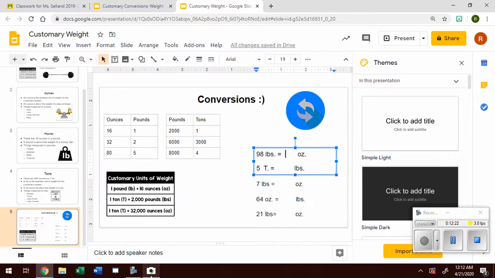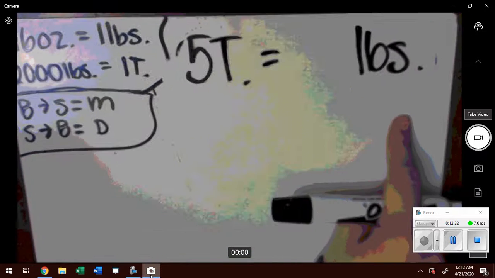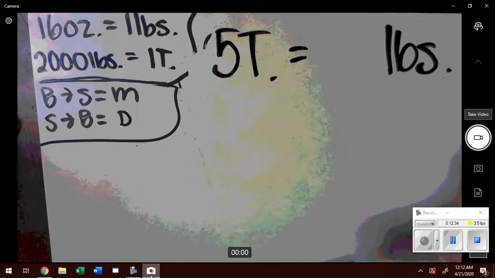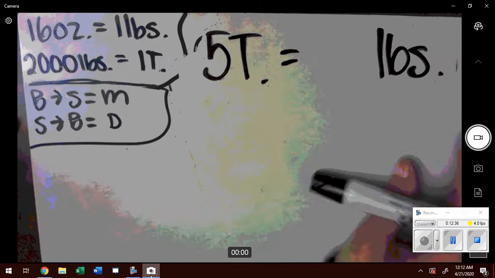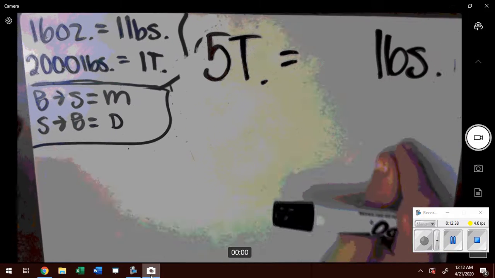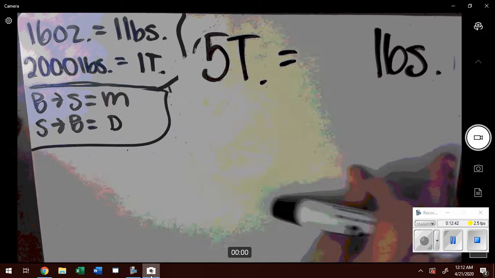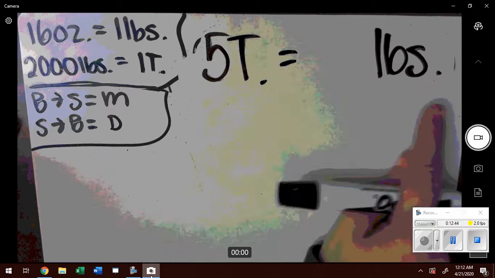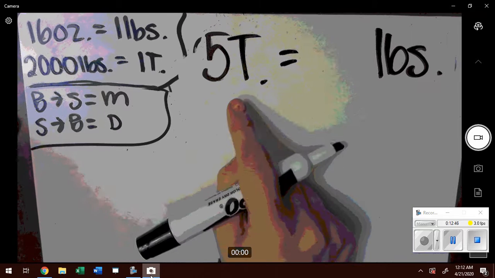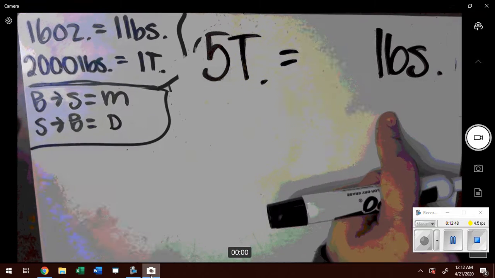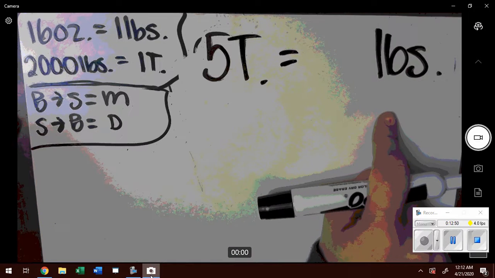All right, 5 tons equals how many pounds? So, again, the first thing you're going to ask yourself is if you're going from a bigger unit to a smaller unit or a smaller unit to a bigger unit. Well, I know that a ton is a lot more than a pound. So I'm going from a bigger unit to a smaller unit, so I am going to multiply.